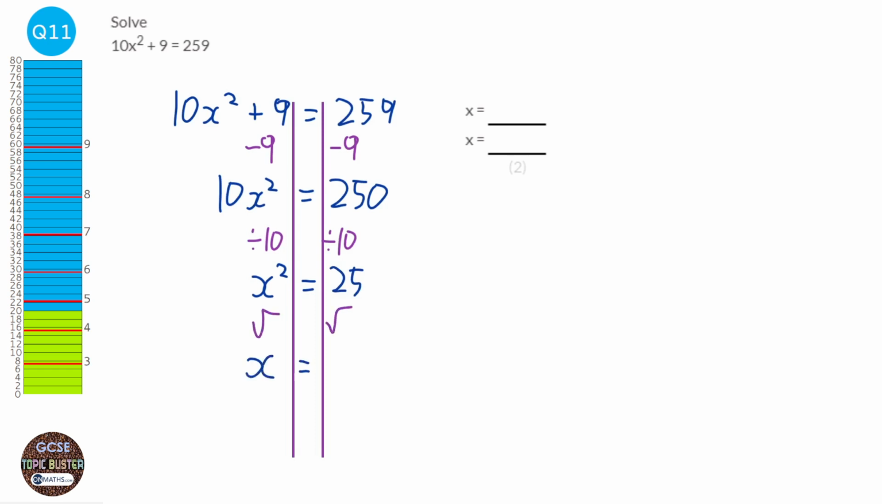Now, this does give us 5, but it also gives us negative 5, because minus 5 times minus 5 is also 25. So our two solutions are 5 and minus 5.